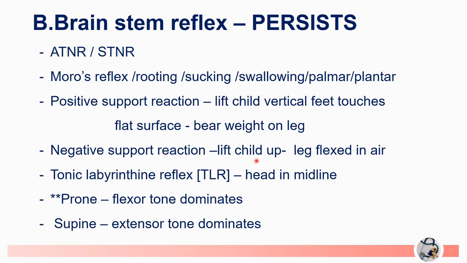Another one you check is the negative support reaction, where when you lift the child up, the legs are flexed in the air. Then you check the tonic labyrinthine reflex, where the child tries to bring the head to the midline. It is one of the balance reflexes. Generally in prone position, flexor tone predominates, and in supine position, extensor tone predominates. So in general you can remember this.